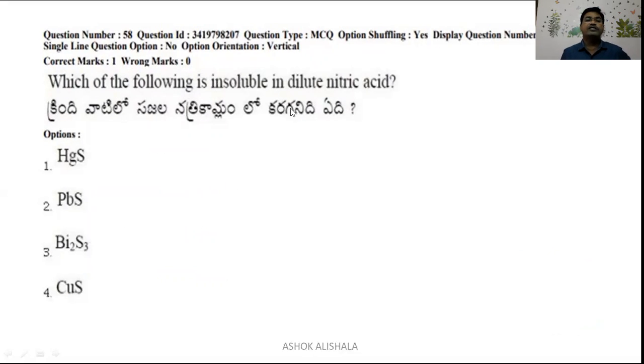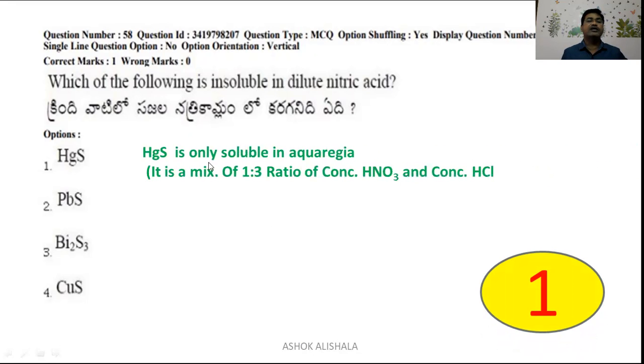Now, which of the following is insoluble in dilute nitric acid? This question is from our chapter on qualitative analysis, but it is related mainly to transition metals. That's why I took it here. See, this is the question. The answer is only one. Here, it does not dissolve in dilute nitric acid. Let us see. Actually, mercuric sulfide is the only one. It is only soluble in aqua regia. It is not soluble in any other solvents.